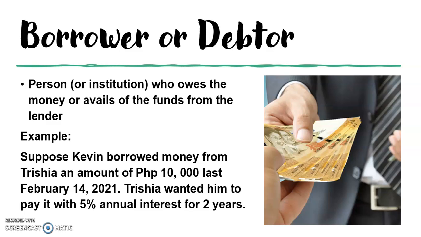Okay, example. Suppose Kevin borrowed money from Tricia, an amount of 10,000 pesos last February 14, 2021. Tricia wanted him to pay it with 5% annual interest for 2 years. So in this example, Kevin here is the borrower. Siya yung nanghiram ng pera. And Tricia here is the lender, since sa kanya galing yung pera or siya yung nagpahiram ng pera kay Kevin.